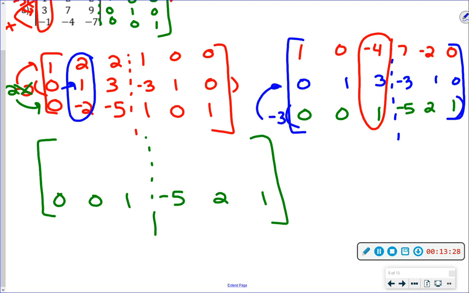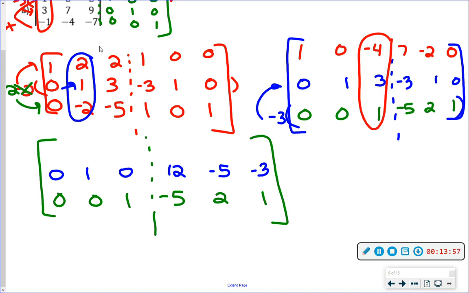negative 3 times 0, 0 plus 0. Negative 3 times 0, 0 plus 1. Negative 3 times 1, negative 3 plus 3. Negative 3 times negative 5, 15 minus 3. Negative 3 times 2, negative 6 plus 1. Negative 3 times 1, negative 3 plus 0. Okay.